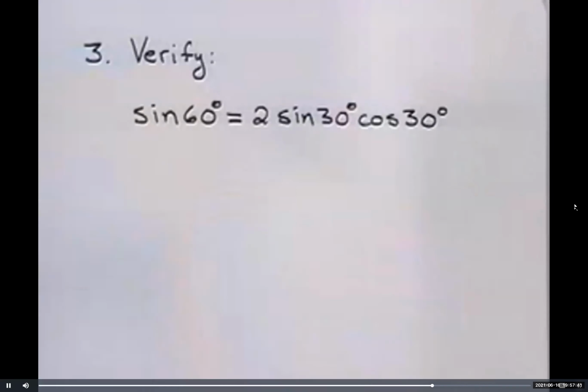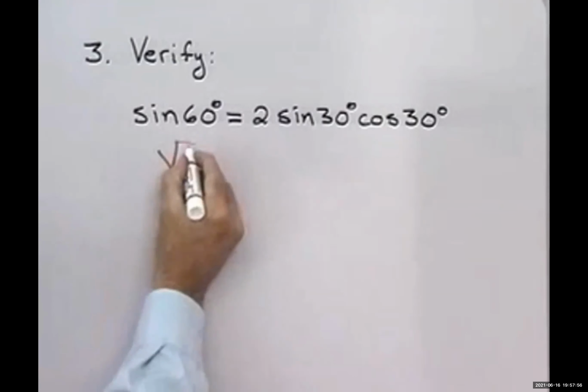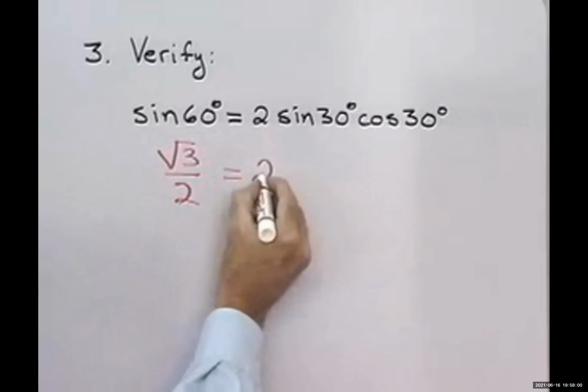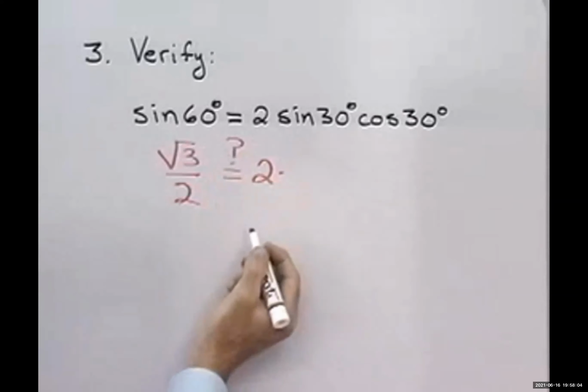One more problem. Let's just verify that sine 60 is 2 sine 30 cosine 30, just so we can have one of these double angle formulas verified. So I'm going to look at this and say, okay, sine 60, see if I can get this right this time. Square root 3 over 2. That's 2 times, okay, sine 30. Let me put a question mark here because I want to see if this is true.